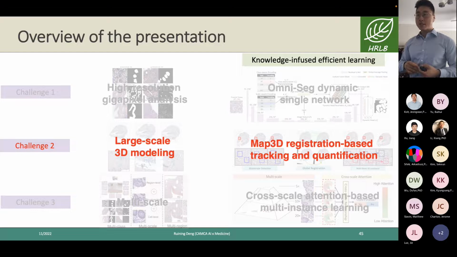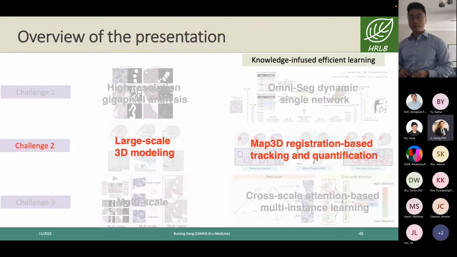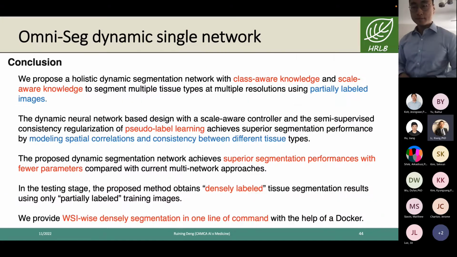So let's look at the second challenge, large-scale 3D modeling. The reason that we want to... Yes, can you pause for a moment? Because the information you have presented so far is very extensive. I wonder whether any of the audience have questions regarding the multi-scale analysis scheme that has been presented so far.